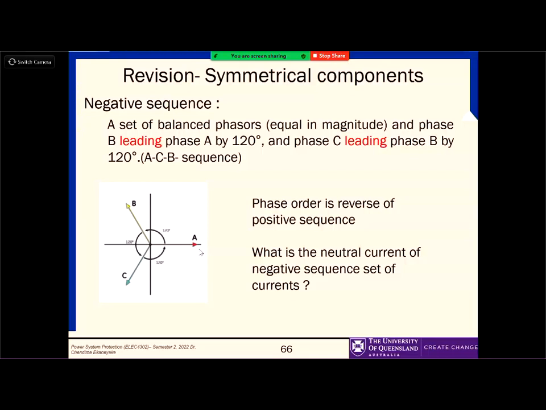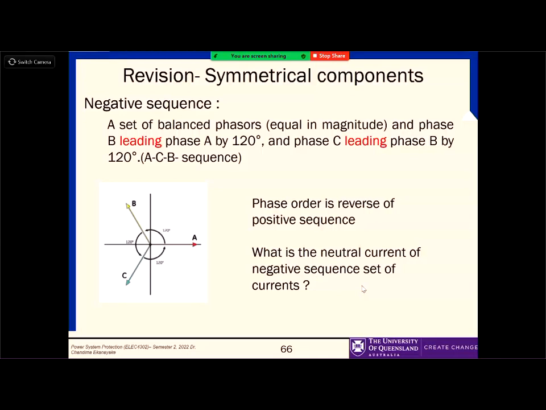Now it is opposite here. The voltage appearing in the B conductor is 120 degrees leading, and then C is 120 degrees lagging. So it is the opposite of the positive sequence. That's why we call it negative sequence. So in this sort of sequence, if you have a set of currents which can be designated as negative sequence currents, then what is the total neutral current in that sort of system?